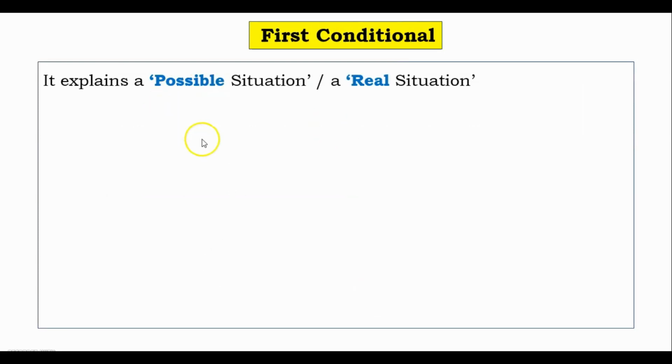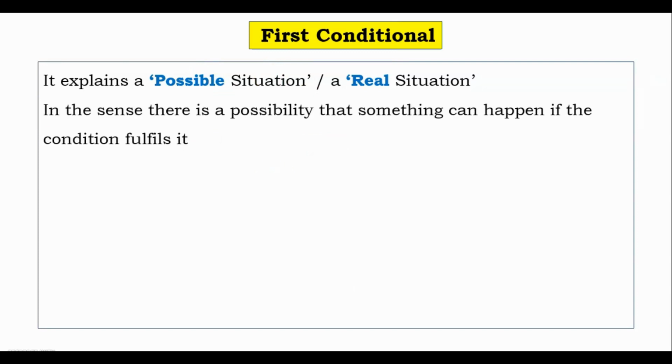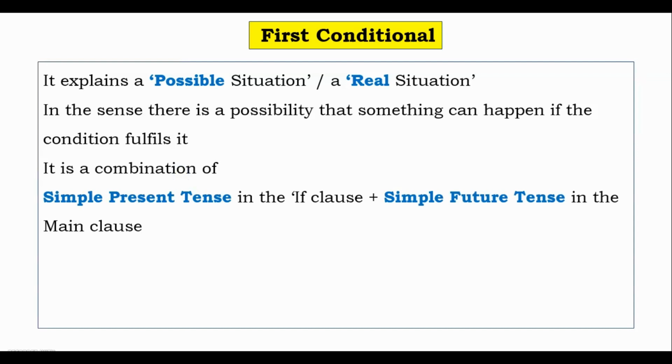It explains a possible situation, or you can call it a real situation as well. In the sense, there is a possibility that something can happen if the condition is fulfilled. It is a combination of simple present tense in the if clause and simple future tense in the main clause.